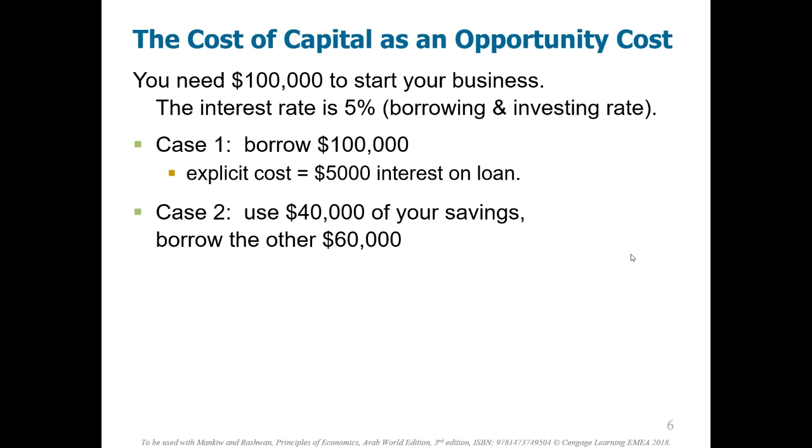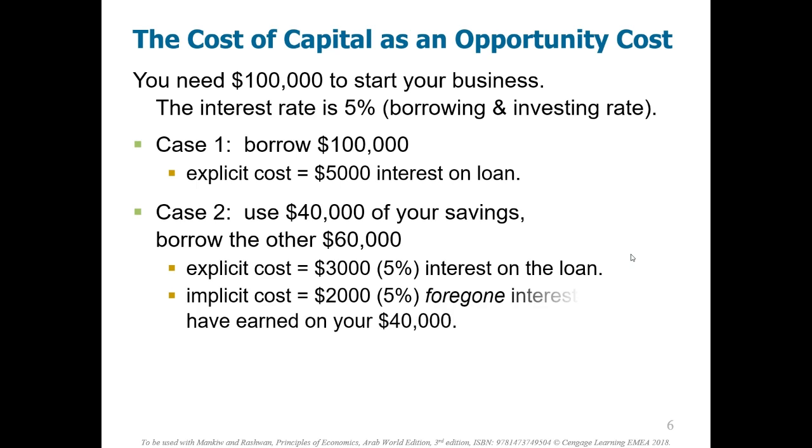Similarly, if you had 40,000 of your savings, you don't have to borrow the whole 100,000. You can borrow just 60,000 and use the 40,000 from your savings. But it depends on the interest rate. If you put the 40,000 in your bank account and the interest rate is more than 5%, you wouldn't take that money out. You would instead borrow at 5%, because borrowing is cheaper than using up your savings. So the opportunity cost of using that 40,000 is the interest that you give up.